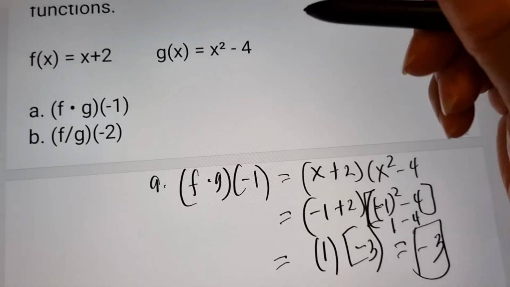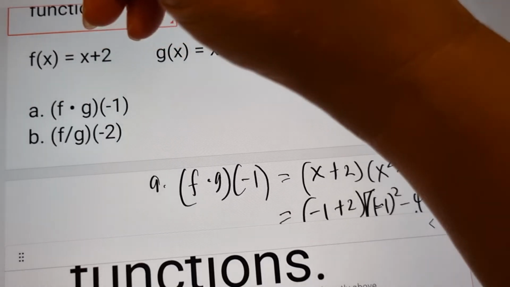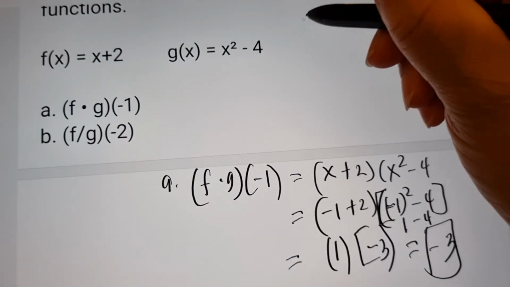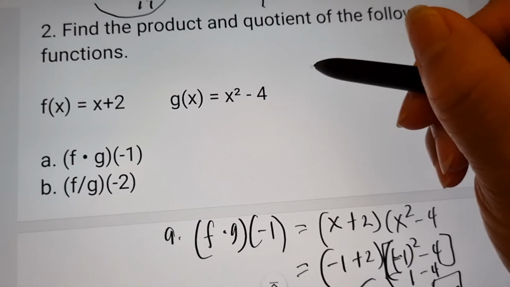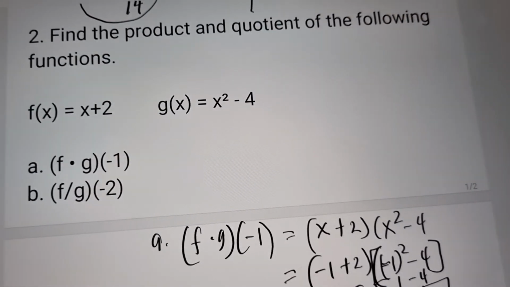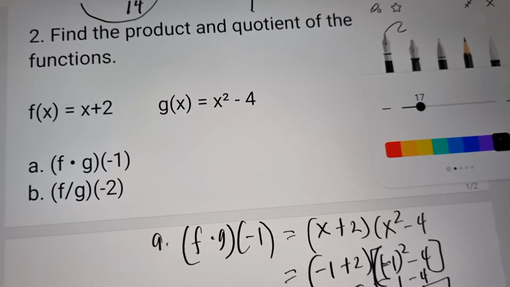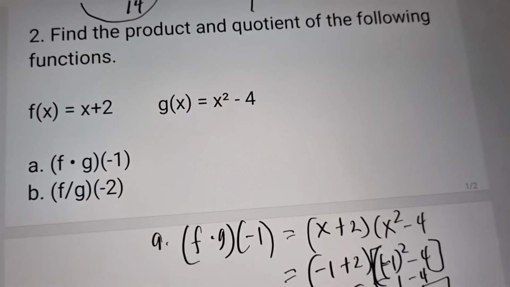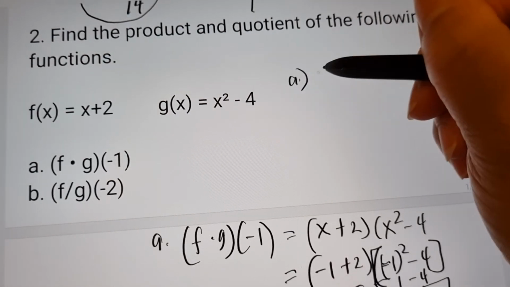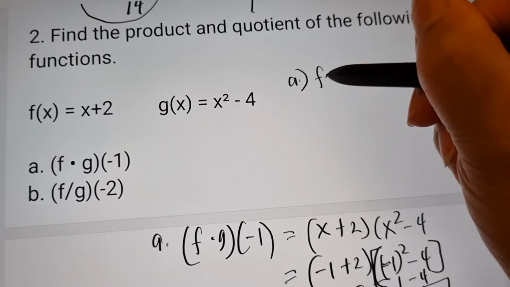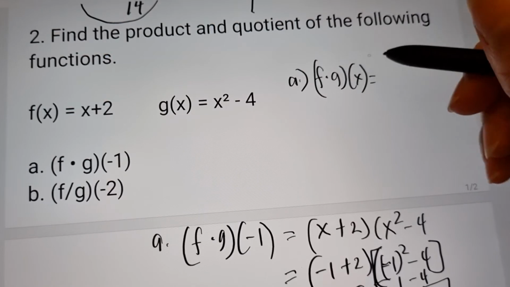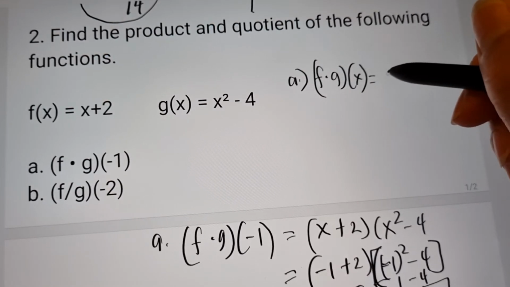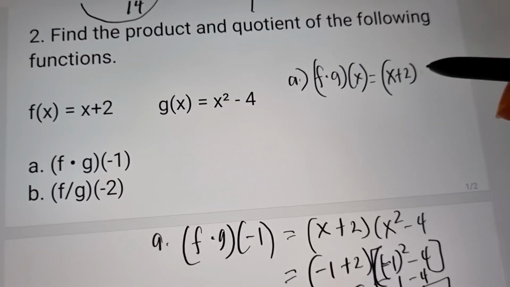Okay? So what about if ang ginawa nyo muna dito, kinuha nyo muna yung f of x. Let's say, ang ginawa nyo sa letter A, tingnan natin, compare natin yung sagot. Kinuha nyo muna yung f of g of x, which is simply multiply nyo lang yung dalawa. X plus 2, and then x squared minus 4.